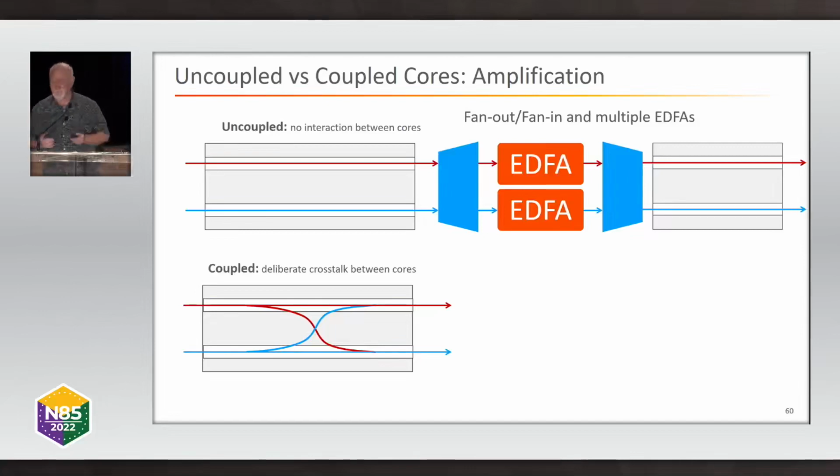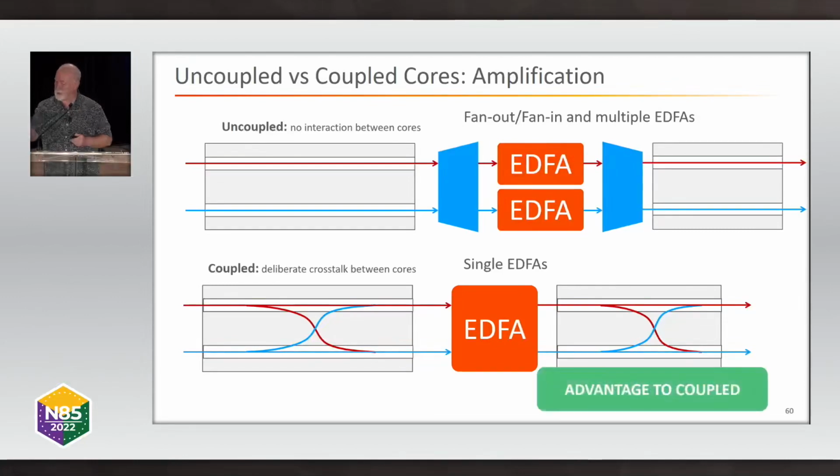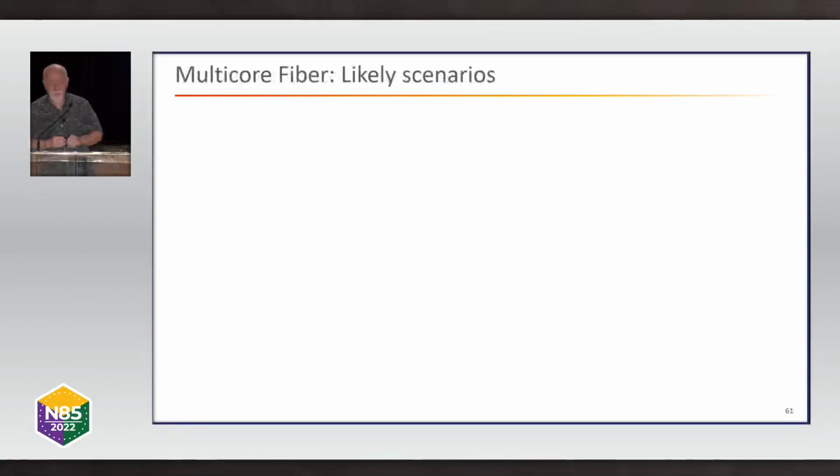So with coupled multi-core, people haven't really got this to work yet, but the thought is you could have a single EDFA that will amplify all of the different cores. So I think at the amplifier sites, we could agree that coupled multi-core fiber has an advantage. So, there are pros and cons for each of them.